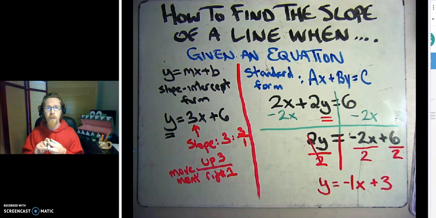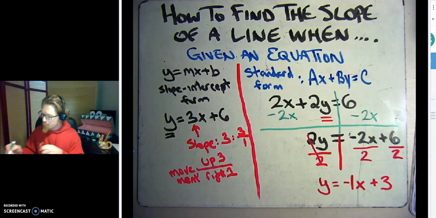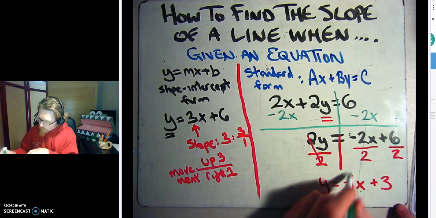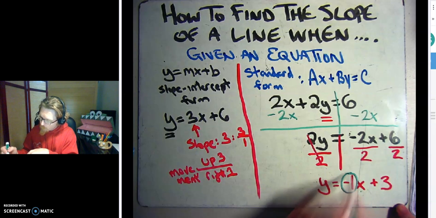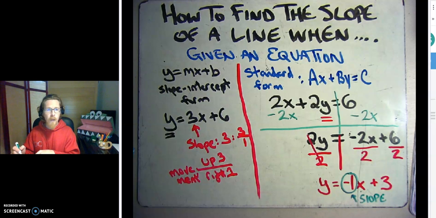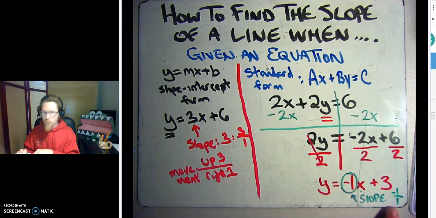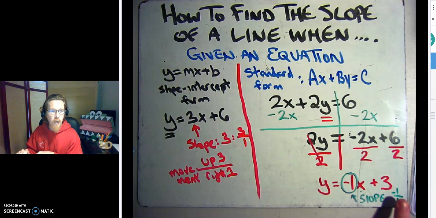The slope is the number that is being multiplied by your x value. And so here's my x, and I have a negative 1 as the coefficient, so I know that the slope of this equation is negative 1. Another way to think about this is negative 1 over 1, because we often like to think of slope as a fraction. So I would go down 1, right 1, down 1, right 1 from point to point to draw this line.